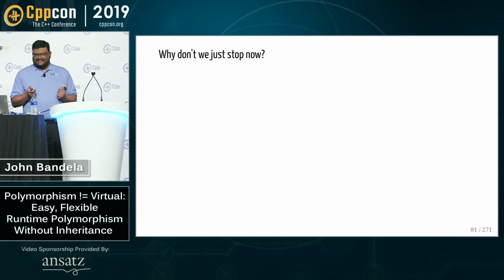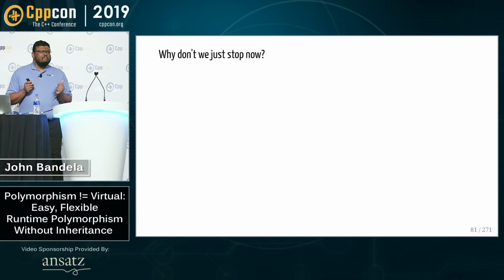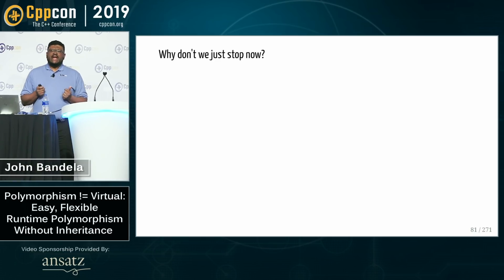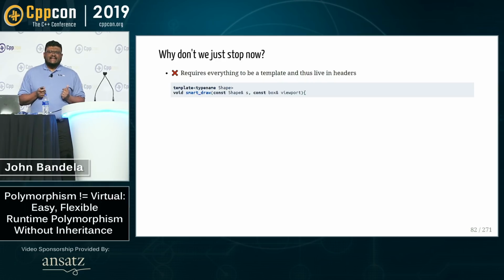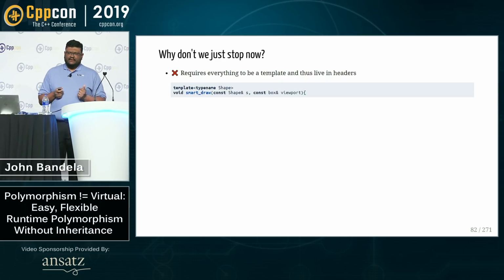All right. Can we stop now? Are we done? Well, no, we're missing something. We have some problems with overloading. Two main issues. First, we require everything to be a template and thus live in a header, right? Our smart draw takes shape as a template parameter. So it needs to live inside a header file. We can't just put it in a source file. If we do this everywhere, we're going to really stress test modules pretty well.